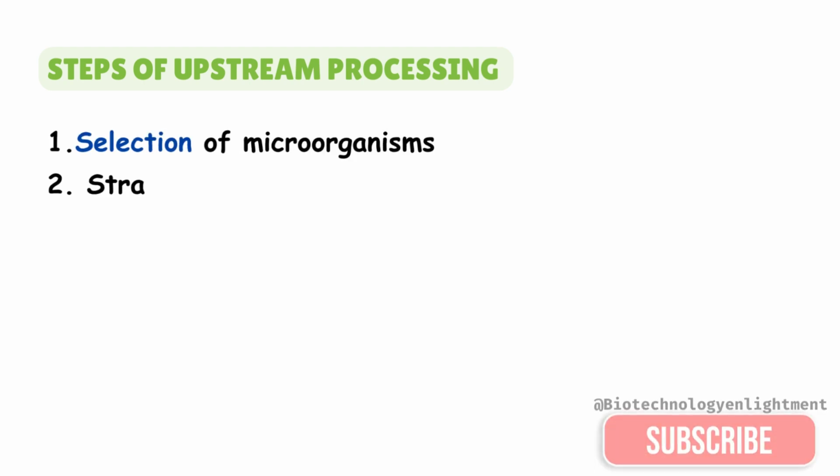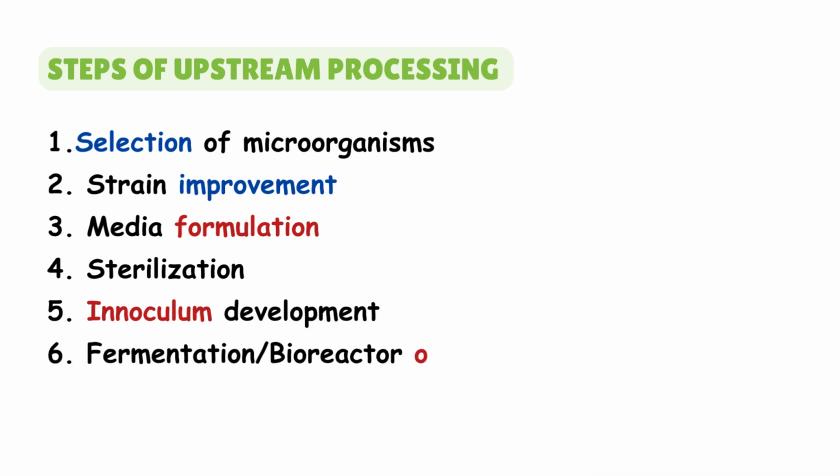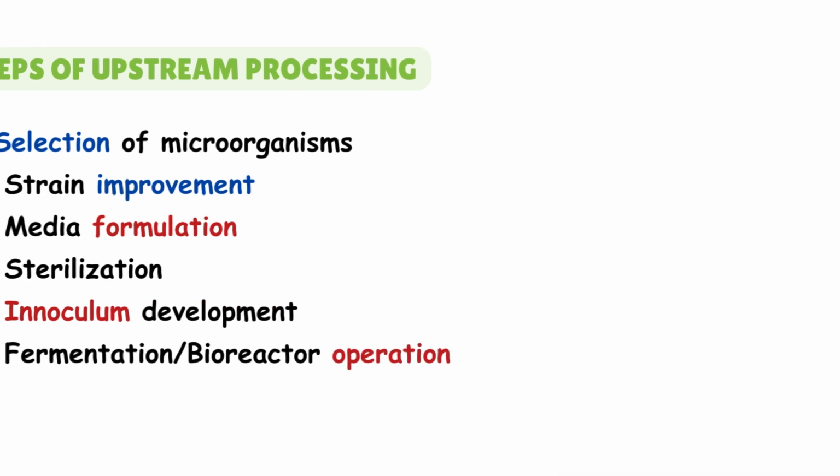Now let's look into the different steps of upstream processing. The major steps are selection of microorganisms, strain improvement, media formulation, sterilization, inoculum development, fermentation, and bioreactor operation. So let's discuss each of them in detail.